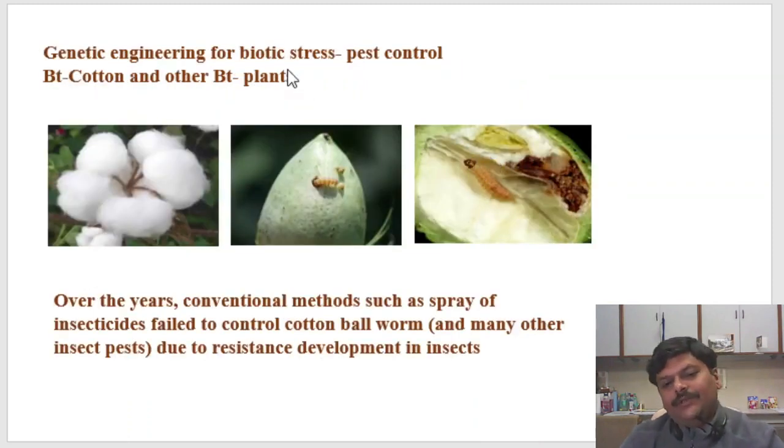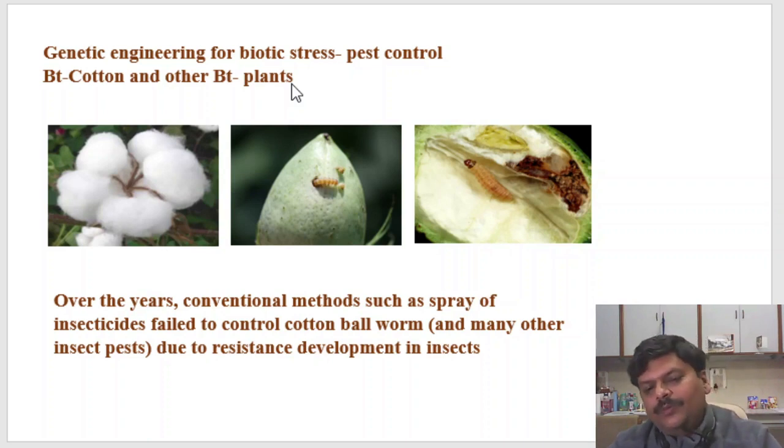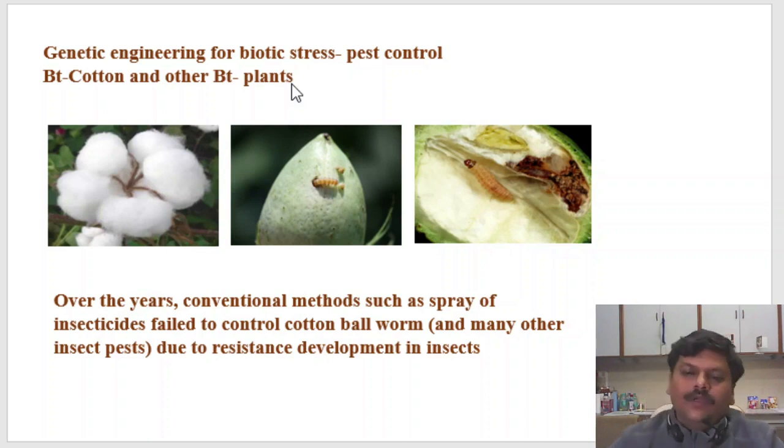Another famous and successful example of transgenic technology is the production of BT plants. The more popular one is BT cotton. Here you can see a healthy cotton flower, and you can see it has a good amount of cotton fibers inside. So there are pests.